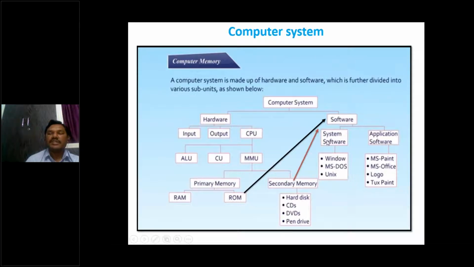Software is of two types: system software and application software. System software means operating systems. Different types of operating systems are there: Windows, DOS, Unix, Linux, Solaris. Like that, we have so many operating systems. Application software means MS Office, MS Paint, Logo, Tux Paint. These are all called application software. Today we call them apps in the Play Store.